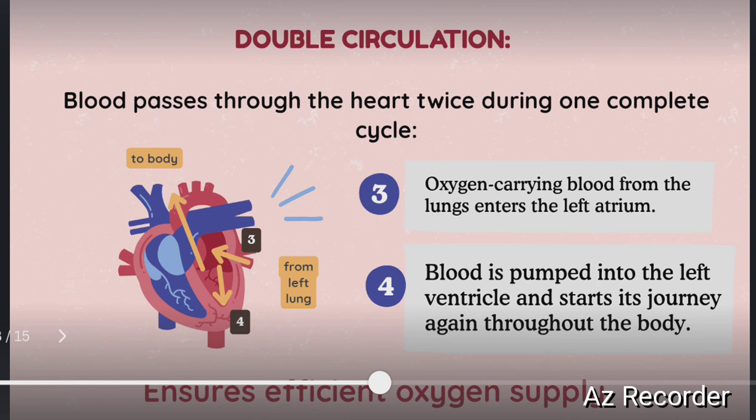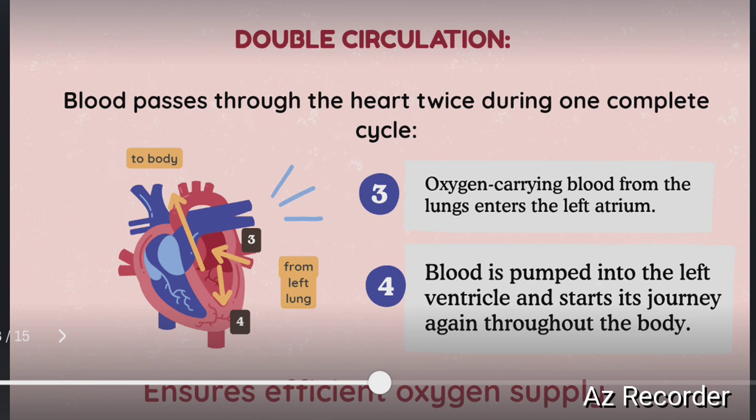So what is that? Double circulation is nothing but blood passing through the heart twice during one complete cycle. In the first stage, the right side sends blood to the lungs, where oxygenation occurs. In the second stage, the left side sends blood towards the body, which delivers the oxygen. It ensures an efficient oxygen supply to the body.